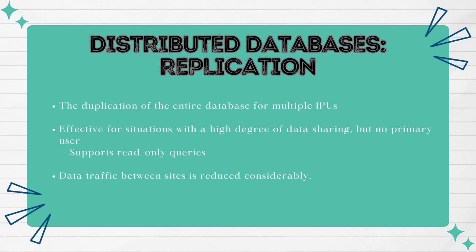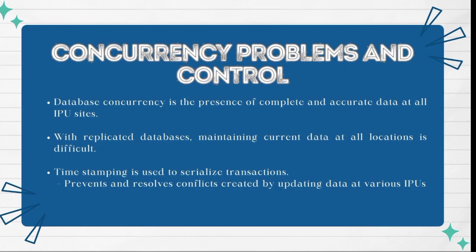Data traffic between sites is reduced considerably, and each site processes only its local transactions. And yung mga different transactions will update the common data attributes that are replicated at each site. And itong mga site na to will possess uniquely different values after the respective updates. Concurrency problems and control is the presence of complete and accurate data at all remote sites.